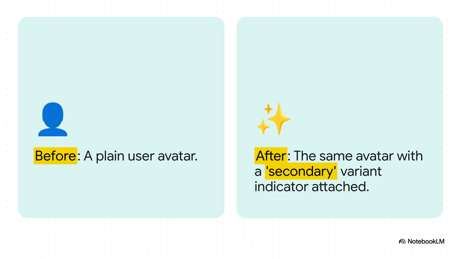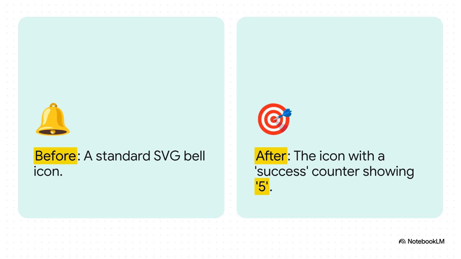It's really that simple. Here's another great example that puts it all together. We've got a standard bell icon for notifications. We just attach a success variant indicator, turn on the counter mode, and give it a value of 5. And there you have it. You've made a fully functional notification badge. And it only took what? A couple lines of code?